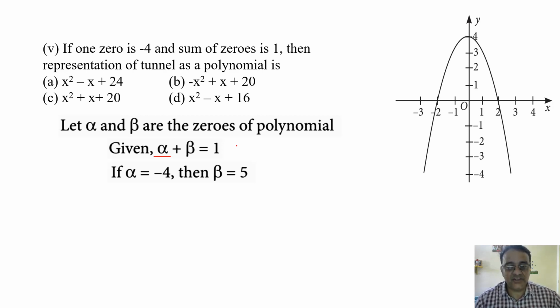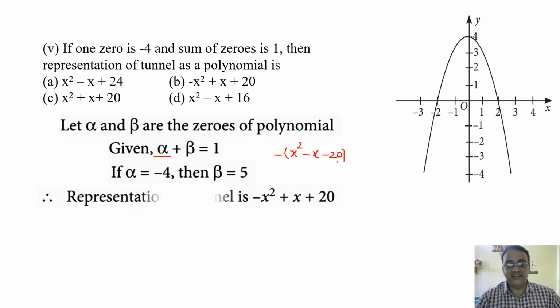Okay, so the representation of the polynomial will be, look carefully at what I am writing: x square minus sum, 1x, that is x, plus product. Here we will multiply by minus, because this is a downward parabola. So minus x square, product is minus 20. So if you multiply by minus, this will become minus x square plus x plus 20, and that is the final answer. So the correct option is Option B.